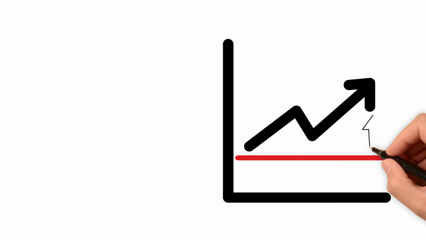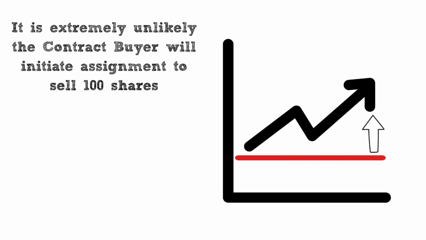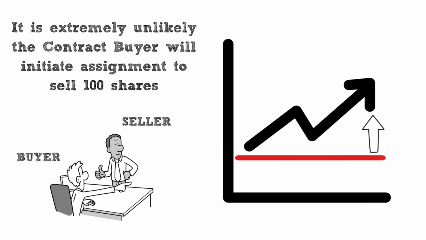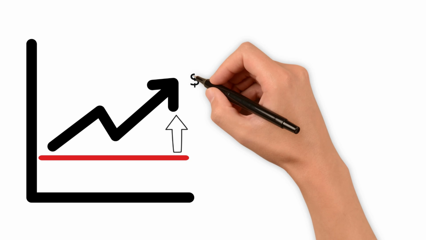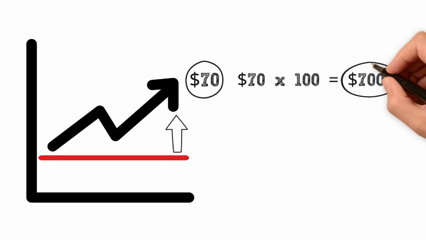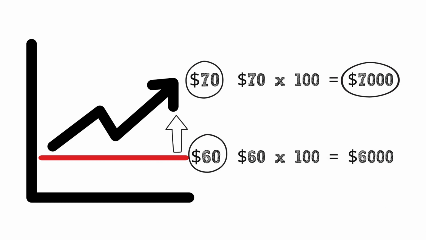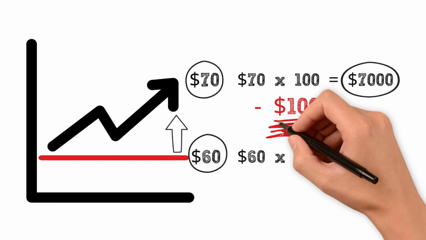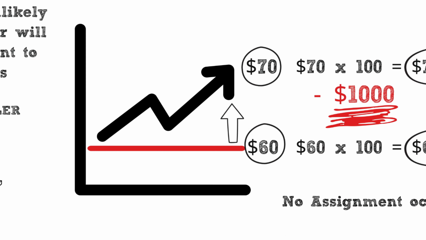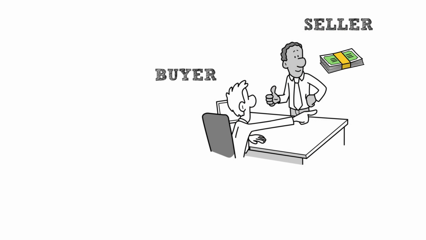If stock price stays above the strike price during the contract period, then it is extremely unlikely the contract buyer will initiate assignment to sell 100 shares. There would be no point. Let's take a closer look. If 100 shares are obtained at the current price of $70 times 100, so $7,000 in total, and then sold at the strike price of $60 times 100, so $6,000 in total, then that's a $1,000 loss. It wouldn't make sense to do that. No assignment occurs. But remember, they paid the initial premium to the contract seller. That is not returned to them, so that is a small loss.